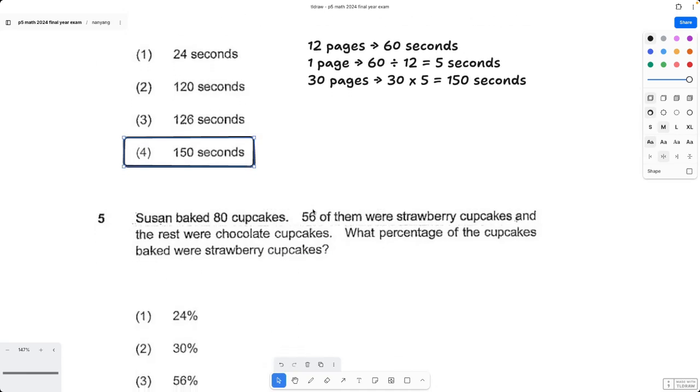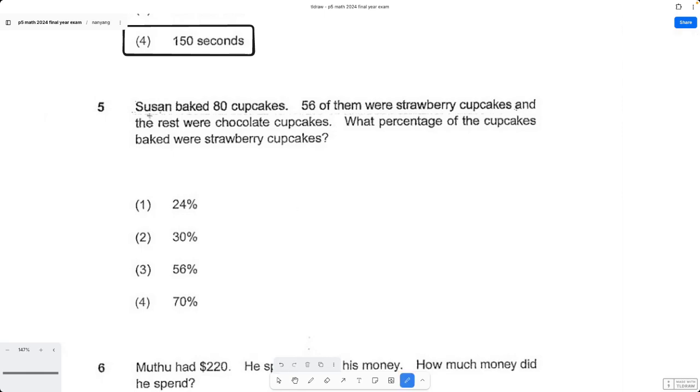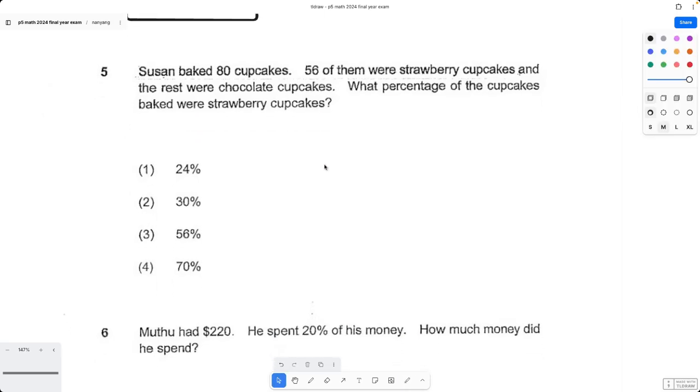Okay, let's move on. Question number 5. Susan baked 80 cupcakes. 56 of them were strawberry cupcakes and the rest were chocolate cupcakes. What percentage of the cupcakes baked were strawberry cupcakes? In this case over here, we can put 56 over 80, then we multiply this by 100 percent.